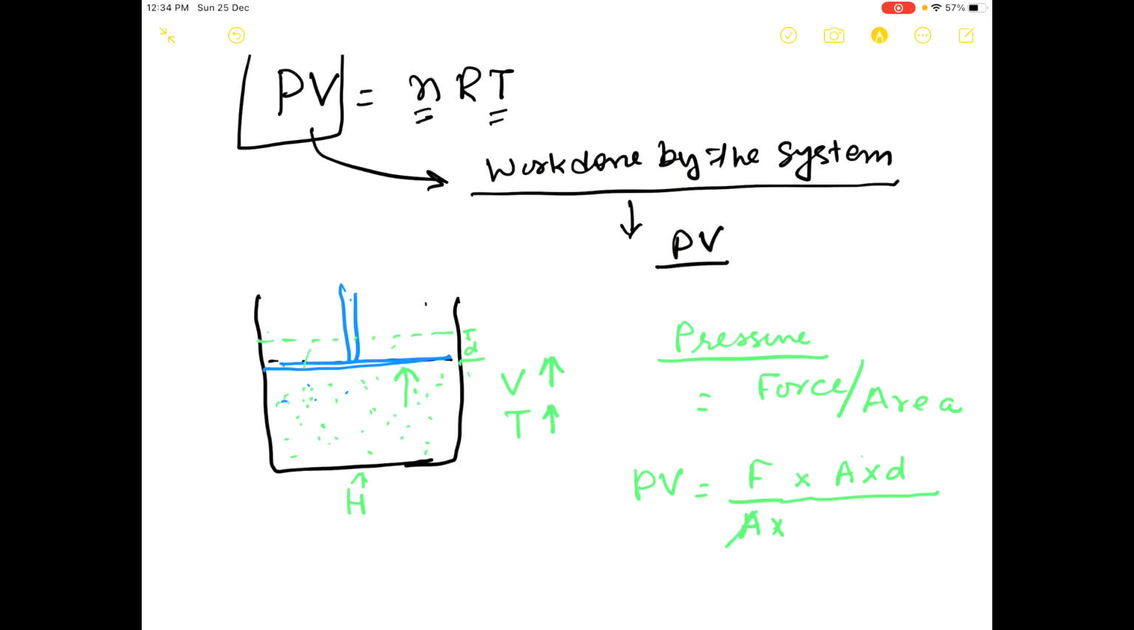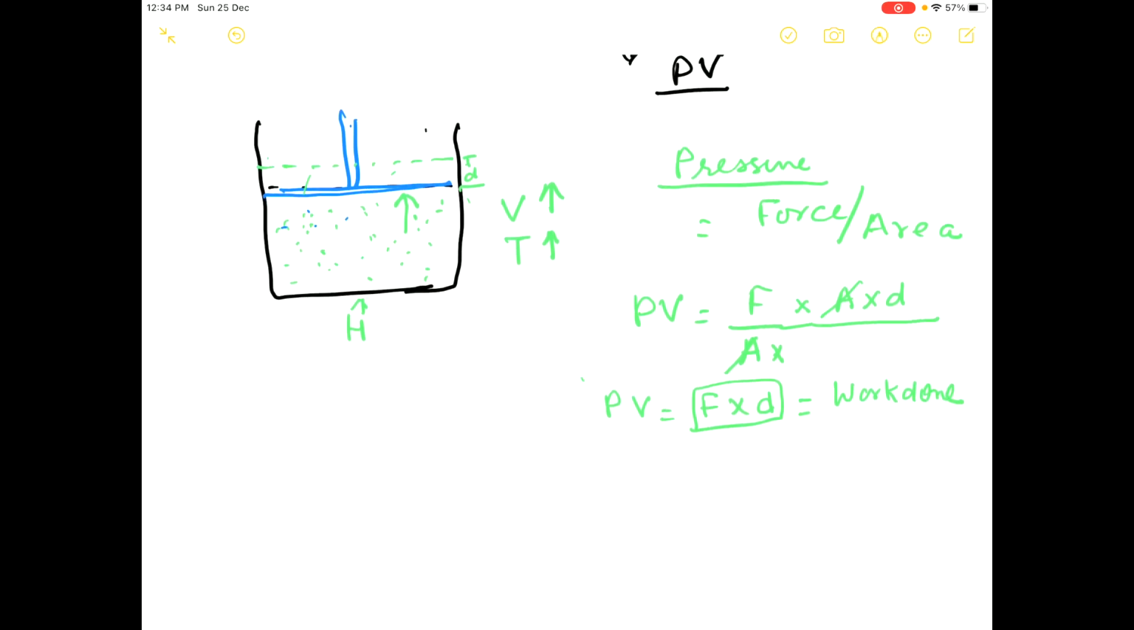So A cancels out with A, and we are left with PV is equal to F into force into distance. And force into distance, we have studied in our earlier classes that it is the work done. So the significance of PV is equal to the work done by the system when any of the parameter is changed.